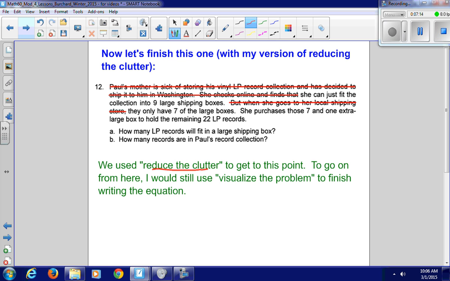And then to go on from here, I would recommend using visualizing the problem. Now that's only because I'm a visual sort of person. But when I try to think about this, I have to draw out my 7 large boxes and my extra large box. And I have to try to think that way to think about how to answer the question and get the equation for this. I'm not going to do that part because we already did a visualize the problem. But I'm just saying reduce the clutter gets you to the point where you can use one of the other techniques or use your own technique to finish writing the equation.